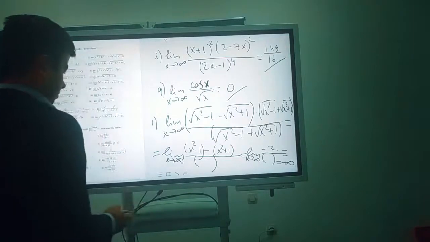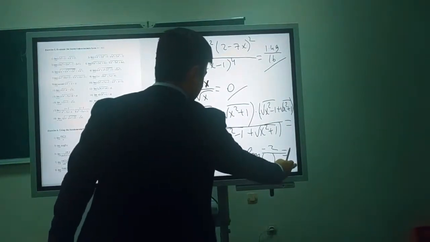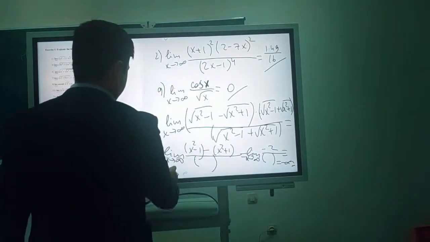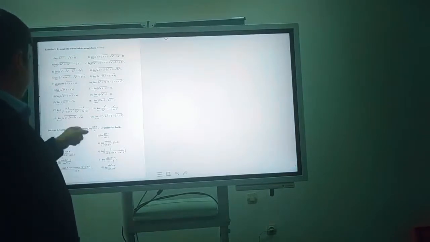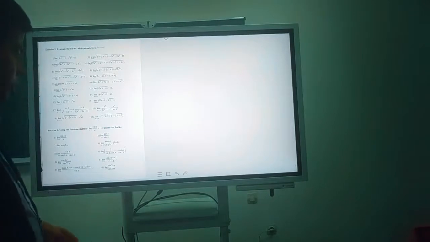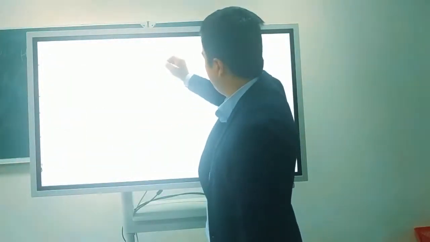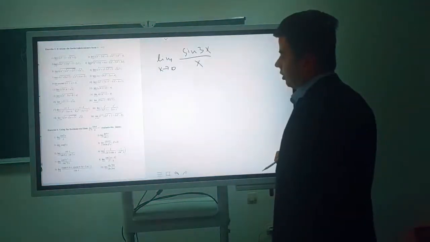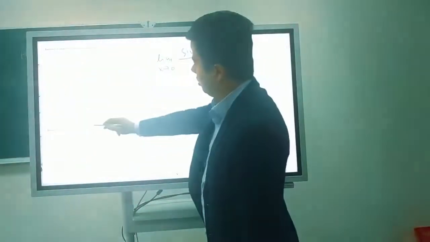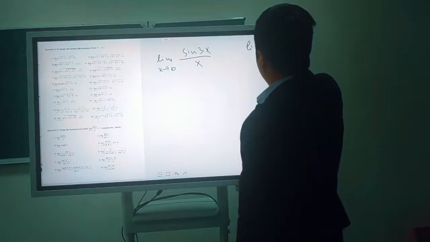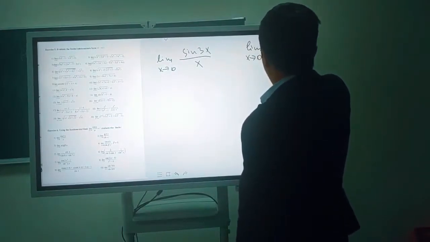Now let's start the next example. Okay, using the fundamental limit, sine a over a, evaluate this limit. You can call it just the important limit or fundamental limit. So now let's consider the first one, limit x tends to 0, sine 3x over x. To find this limit, we use this first fundamental limit. Let's remember again. Limit x tends to 0, sine x over x, it is 1.